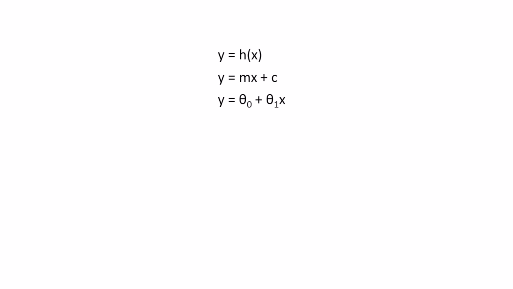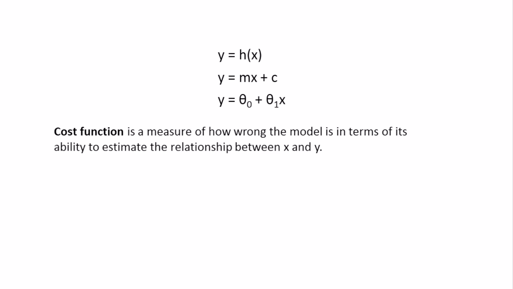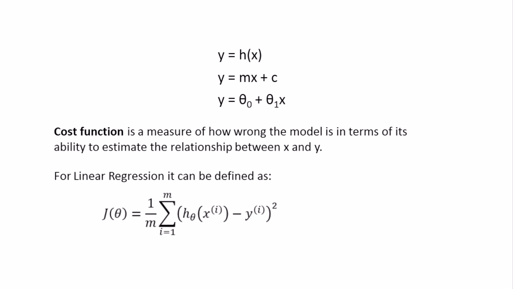Now we need to measure how wrong the model is in terms of its ability to estimate the relationship between x and y. This measure is known as cost function. Smaller the cost function means better the model. For linear regression, least square cost is used as cost function, which is defined as J of theta equals summation of h of xi minus yi square, where i equals 1 to m, into 1 by m.